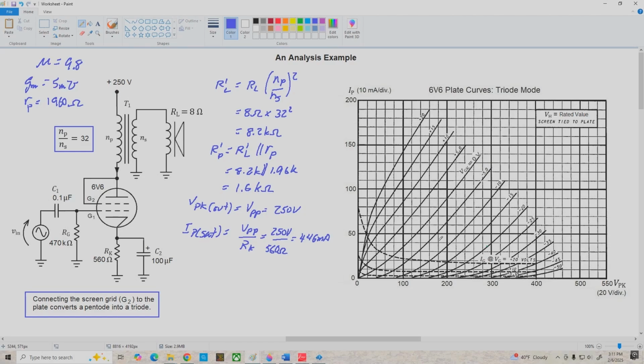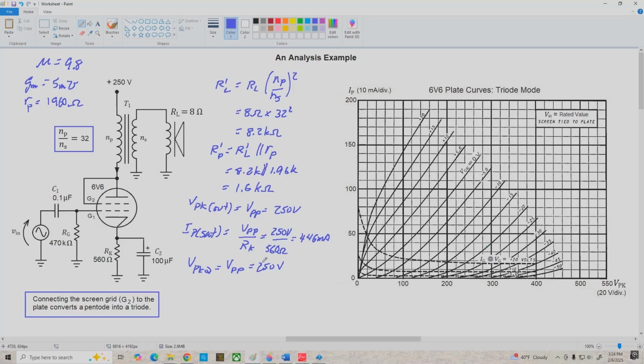So our DC load line would go from 250 up almost vertically. So that's why we're not going to bother plotting it. It's just not feasible here. Now, even though I don't have a DC load line or the bias line plotted yet, I can still approximate VPKQ as being VPP, which is 250 volts, and that's because we've got such a small drop across RK relative to the power supply. This is a valid approximation.